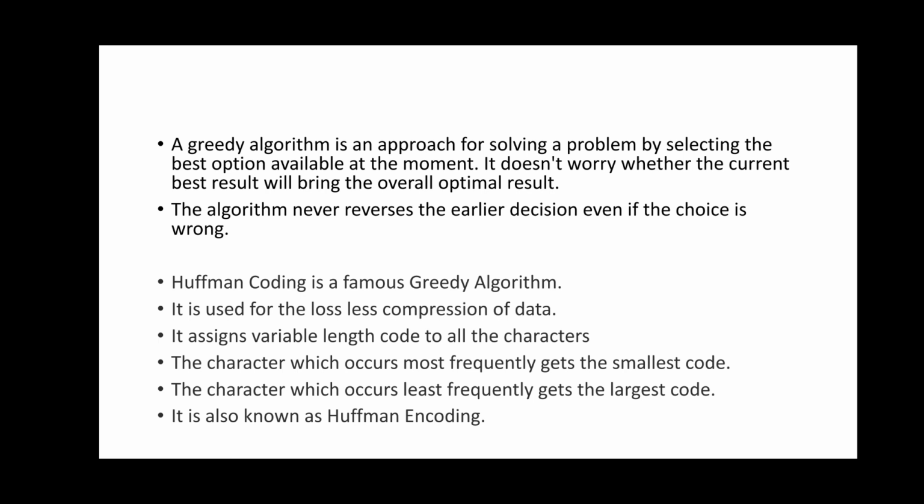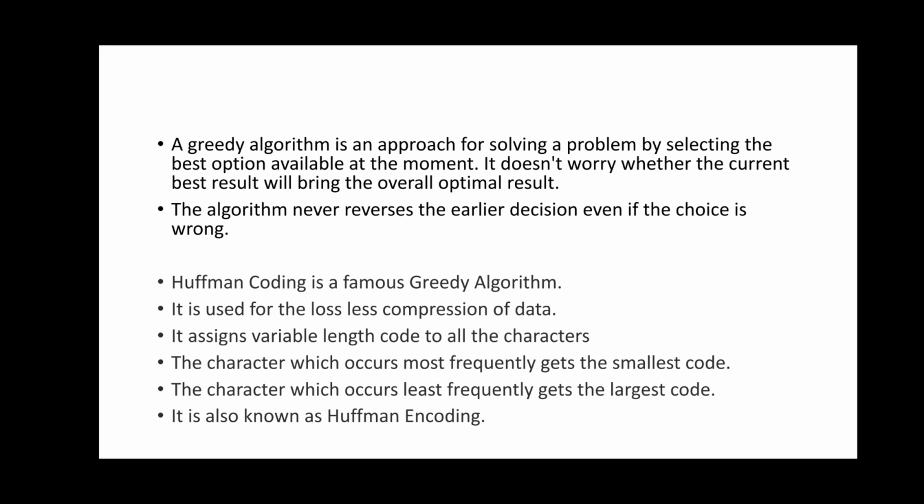So now we'll be looking at the Huffman code. The Huffman code is a famous greedy algorithm which is used for lossless compression of data, and it assigns variable length codes to all the characters. For example, if we take the given set of characters as A, B, C and their values as 1, 2, 3, then after using the greedy algorithm, we will get different codes for A, B and C.